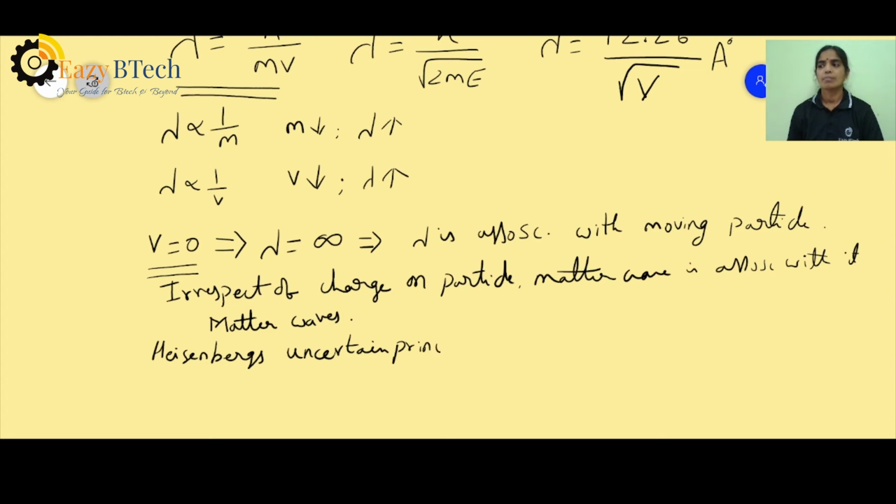The next point is very important for us: the velocity of matter waves is always greater than the velocity of light. To show this, we have a very simple derivation.